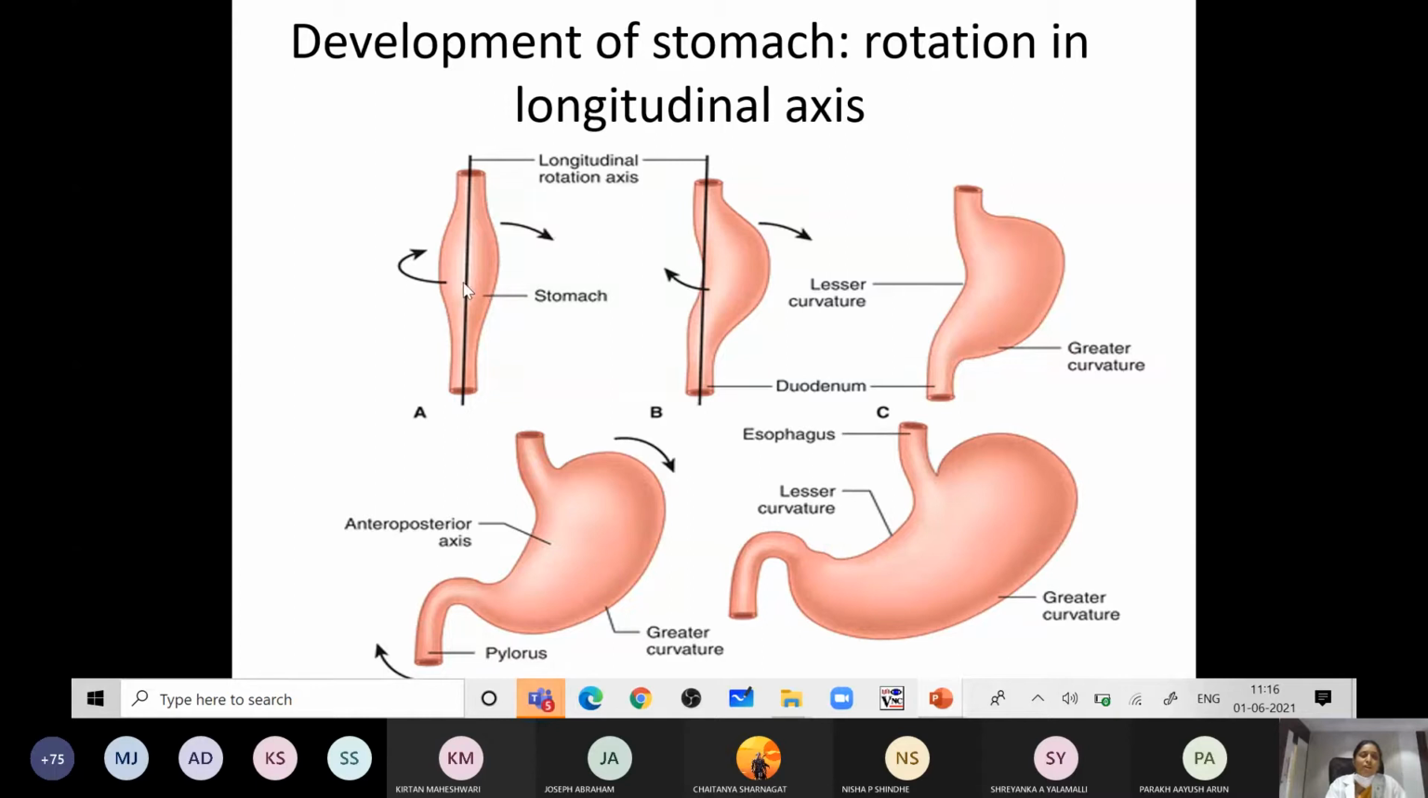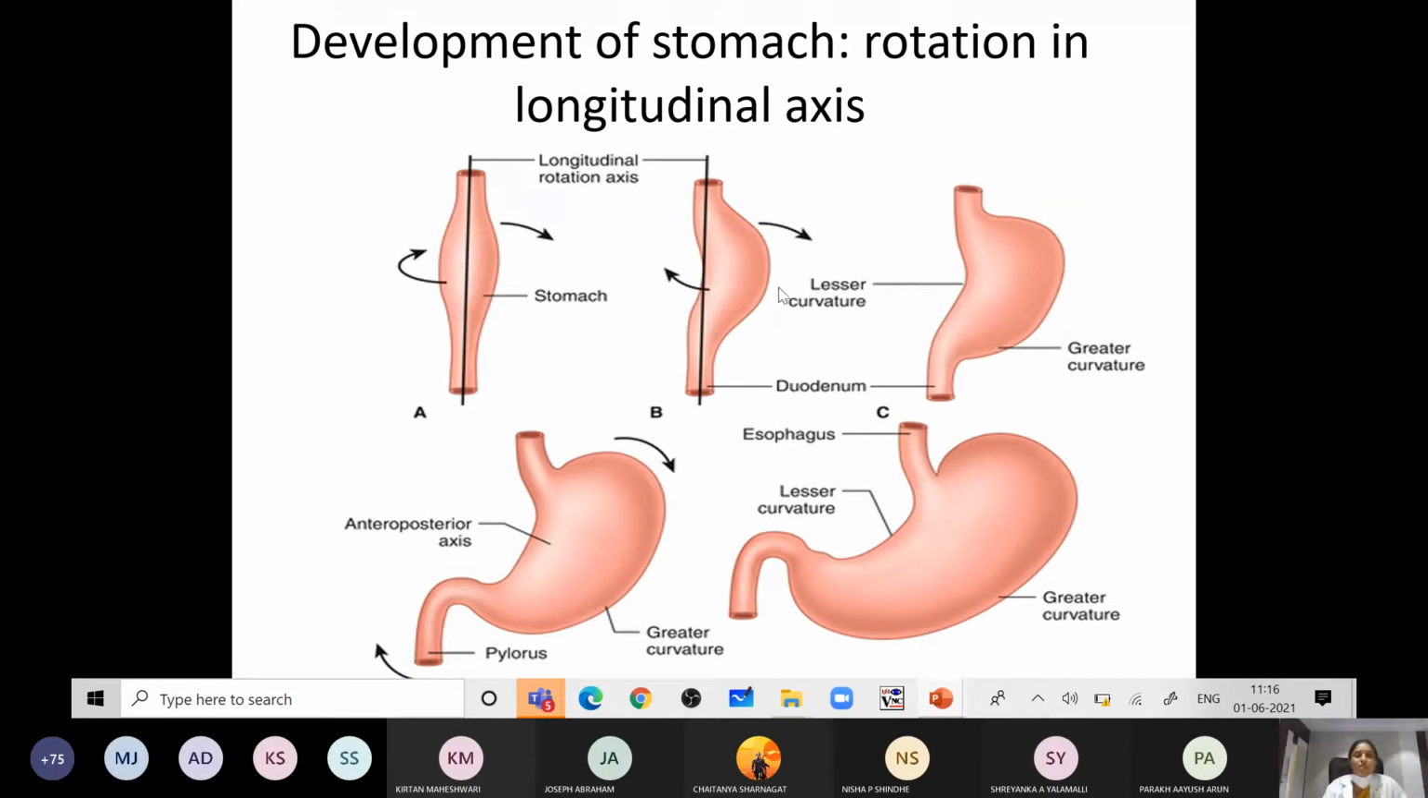When the stomach rotates clockwise 90 degrees, what will happen to the anterior border? Can anyone tell what will happen to the anterior border now? Which border does it become? Lesser curvature. Yes, right. It becomes the right border. Good. Clear? The anterior border becomes the right border, whereas the posterior border becomes the left border of the stomach.